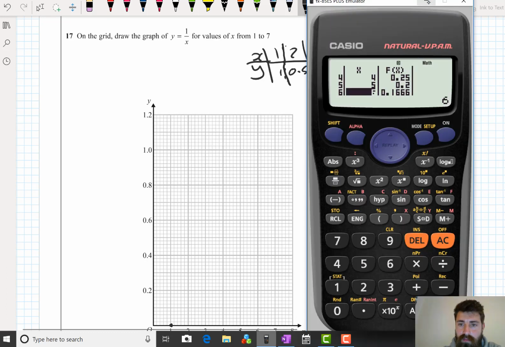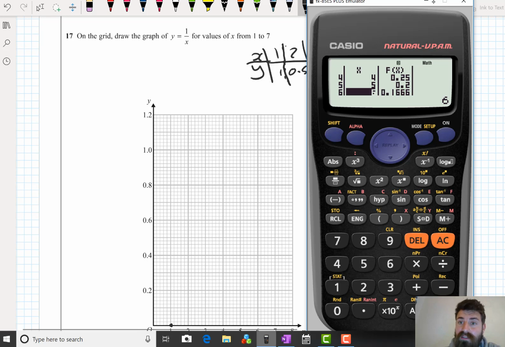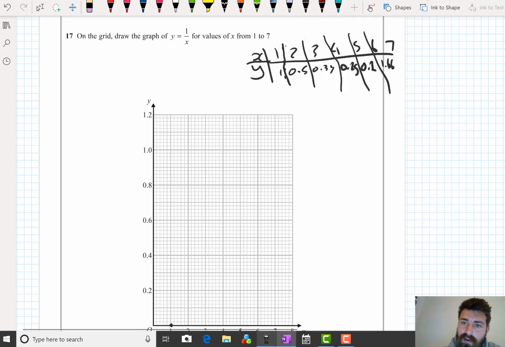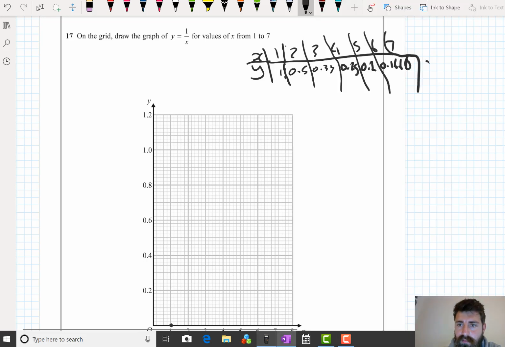0.2, 1.666 recurring, which is 1 2/3, which doesn't make sense because the numbers are getting smaller. So what have I done? Because it's 0.166, silly. God, can't even read. 666. Last one. Sorry, for 7, the answer is 0.1428. Right, I'm going to give my best attempt to plot this.